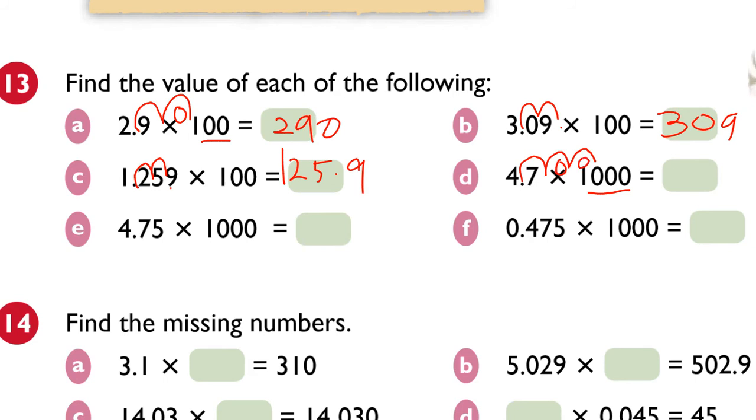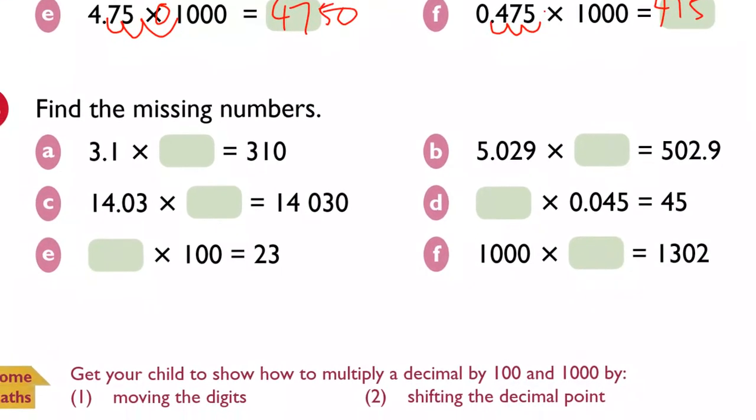Two zeros here. So you have 4700. What about here? 1, 2, 3. There's nothing here, so put a 0 here. I have 4750. And the last one, I have 1, 2, 3. So I have 475. Okay, let's go on.